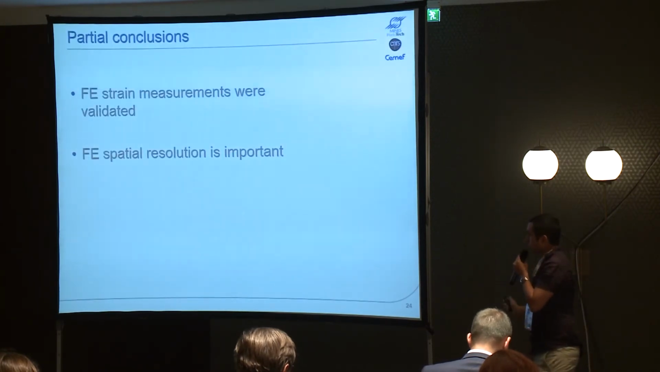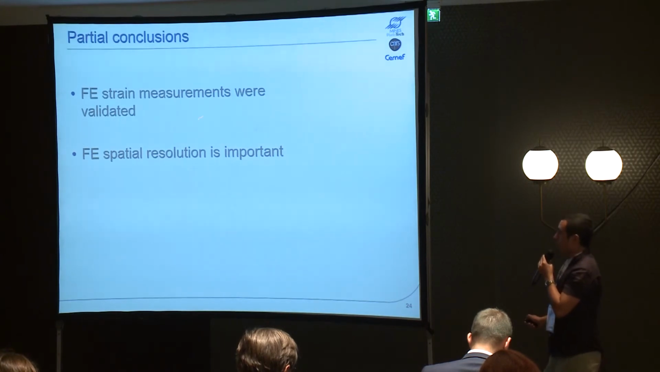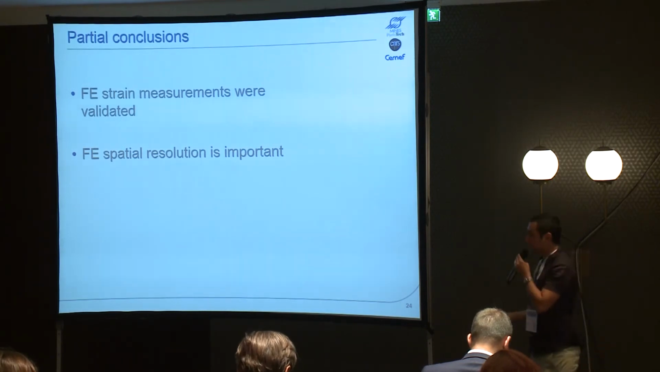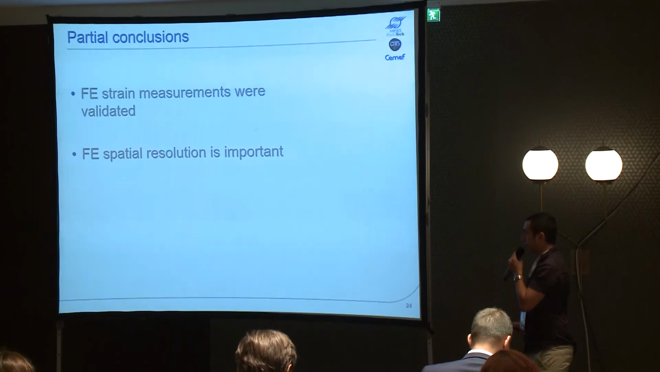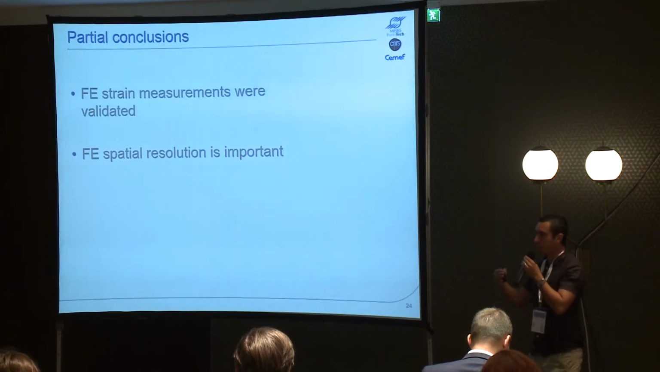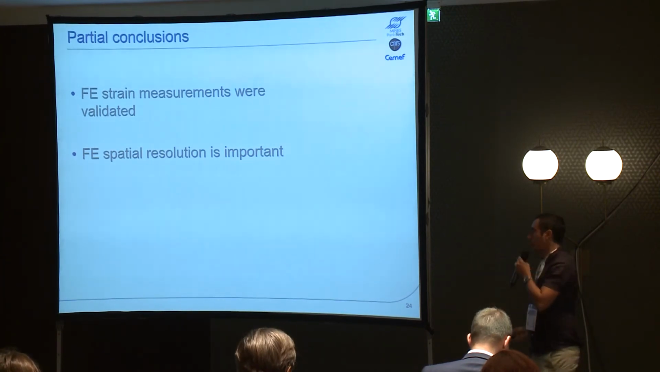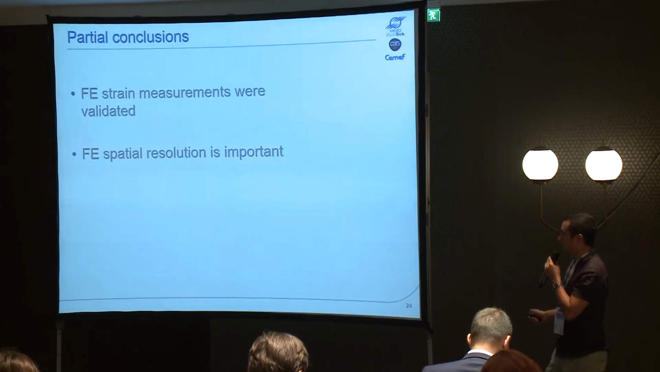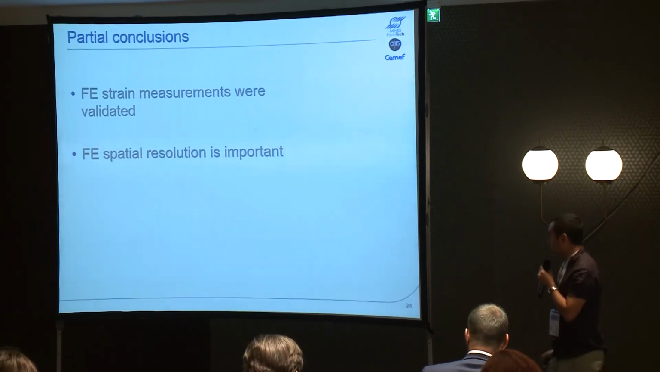Okay, so I would like to say that we have validated our finite element strain measurements, and that we have learned that sometimes our finite element strain measurements are more sensitive because they are able to take a look at intervoid ligaments that are very close to the interfaces. So we can take advantage of the spatial resolution of our finite element simulations.